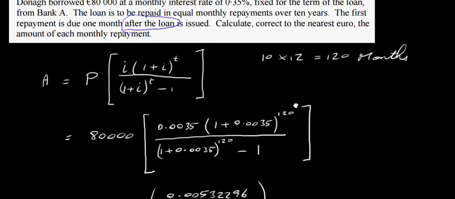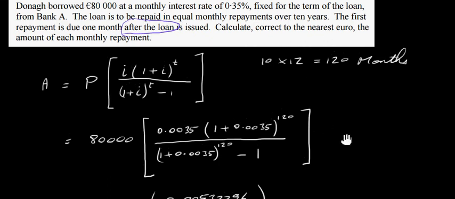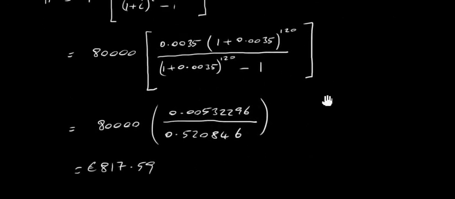Now it says calculate correct to the nearest euro, so we'll just do that as well. So that's approximately equal to 818 euros. So Donna has to pay back 818 euros every month for the next 10 years in order to pay back this loan. Okay, so let's do this in a different way now.